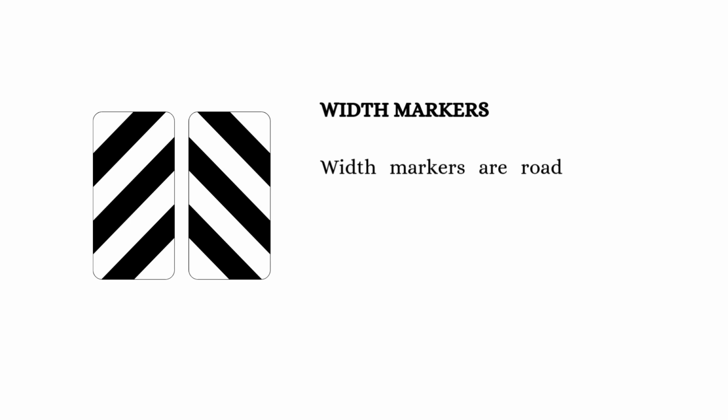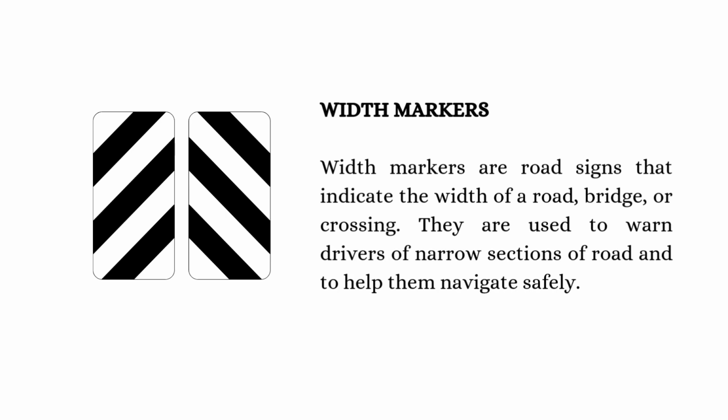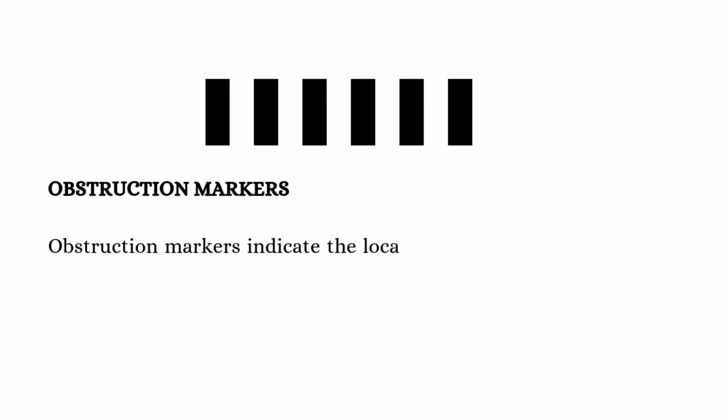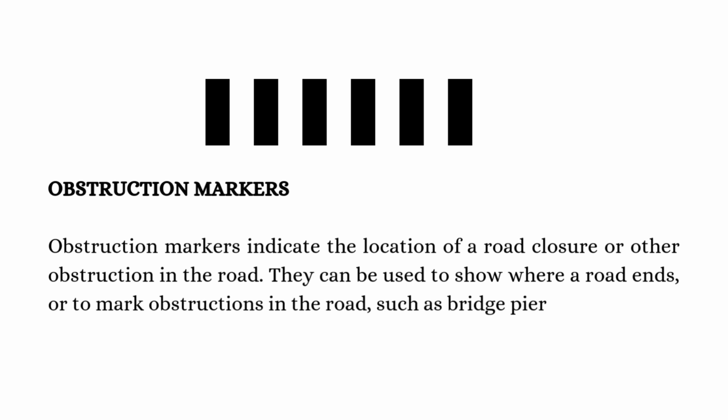Width markers. Width markers are road signs that indicate the width of a road, bridge, or crossing. They are used to warn drivers of narrow sections of road and to help them navigate safely. Obstruction markers. Obstruction markers indicate the location of a road closure or other obstruction in the road. They can be used to show where a road ends, or to mark obstructions in the road, such as bridge piers.